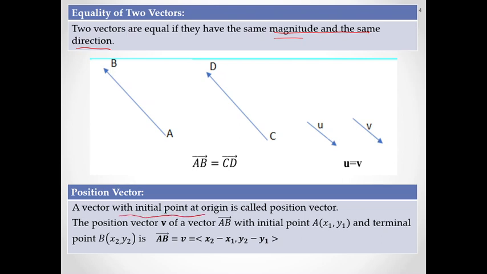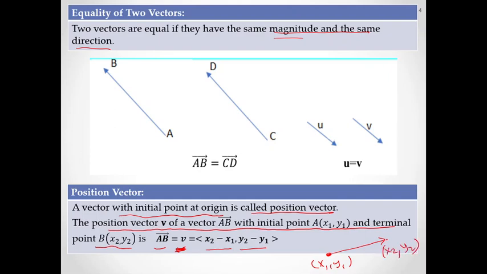A vector with initial point at the origin is called a position vector. The position vector V of a vector AB with initial point (x1, y1) and terminal point (x2, y2) is given as (x2 minus x1, y2 minus y1). So here we have an initial point (x1, y1), and the vector starts from this point and ends at (x2, y2). We can write this vector by its first component and second component.